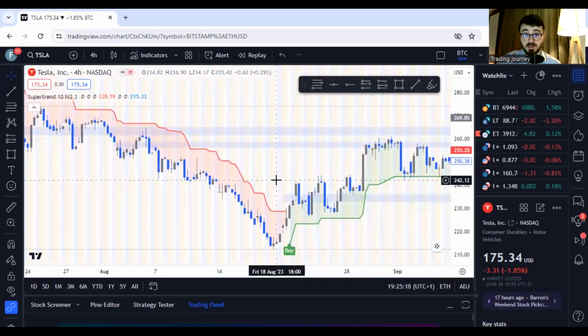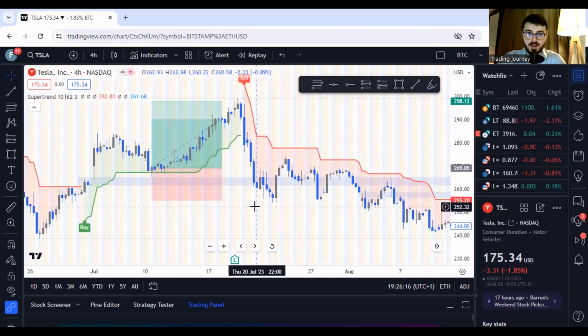Crypto doesn't have as many gaps because it's 24/7, and when there is an actual gap in crypto, it's much more significant because it means that this is only due to the buying pressure. So how to use the gaps in your trading?